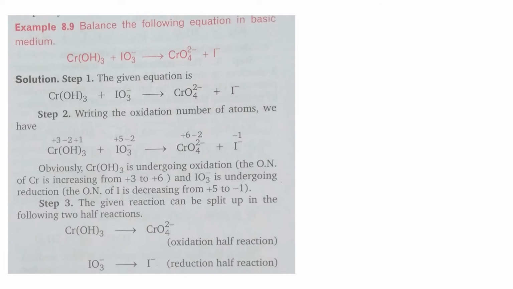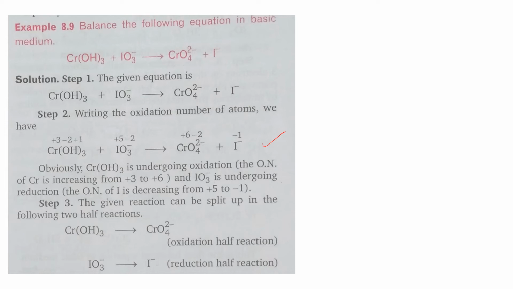Question number 2. Balance the following equation in basic medium. The question is Cr(OH)3 plus IO3- giving CrO4 2- plus I-. First, you write down the question. Second, write down the oxidation number of all the elements. And now you have to see which one is going for reduction and which one is going for oxidation, and you have to separate the two reactions, oxidation half reaction and reduction half reaction.